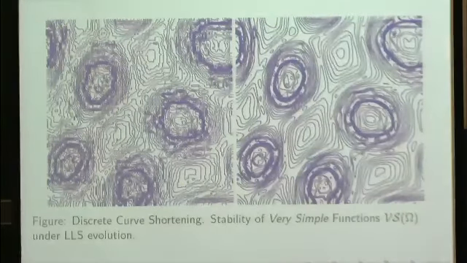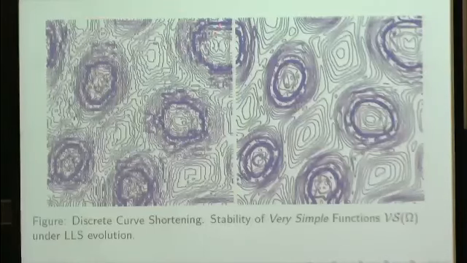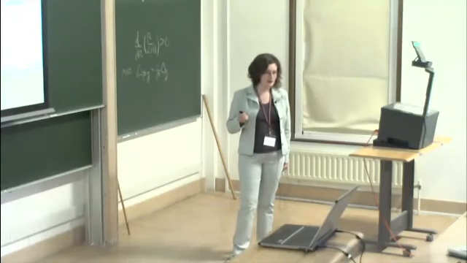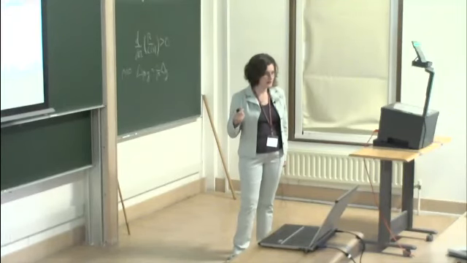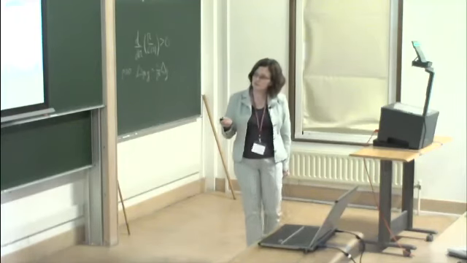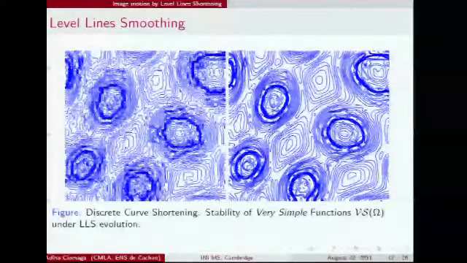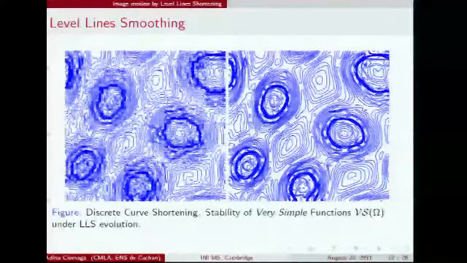Okay, once the extraction is performed, we go into the next level of the algorithm, which is the level line smoothing. So now this smoothing is in some sense accurate because the level lines are polygonal lines at an arbitrary resolution. So they are polygonal lines with real coordinates. And this allows us to perform a discrete curve shortening such that the inclusion principle is respected.